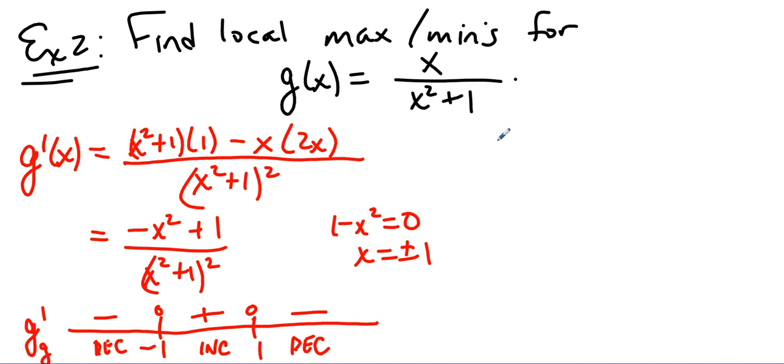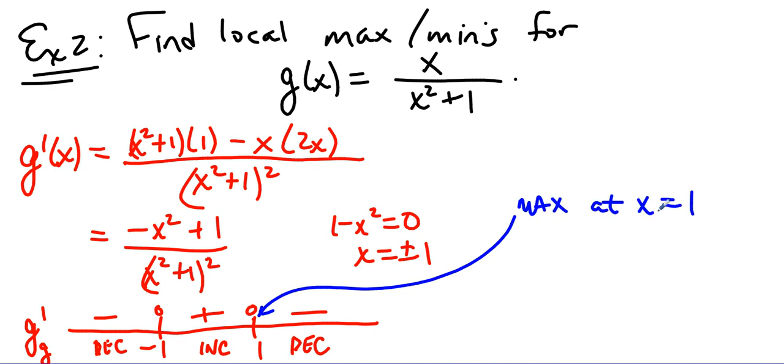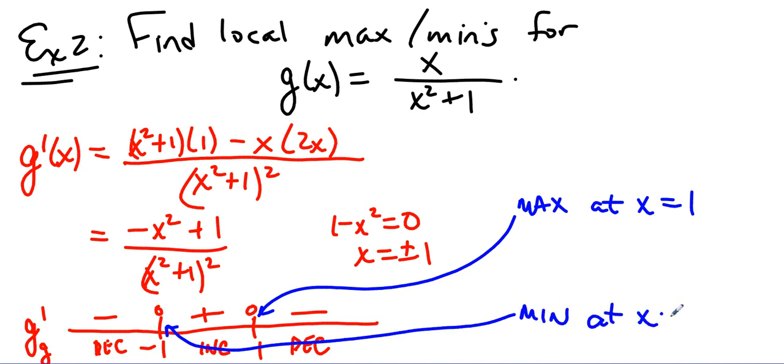And so what does that mean? That means that g has a local max at x equals 1. Why? Because g prime changes from positive to negative at x equals 1. That's the calculus reason. G prime changes from positive to negative at x equals 1. There's a min at x equals -1 because g prime changes from negative to positive at x equals -1.